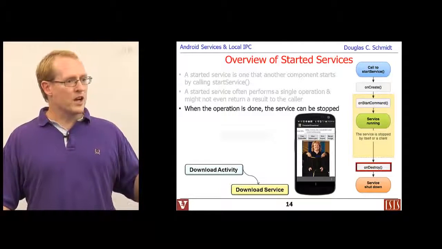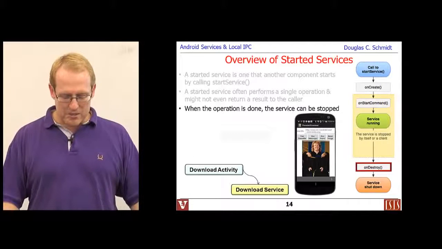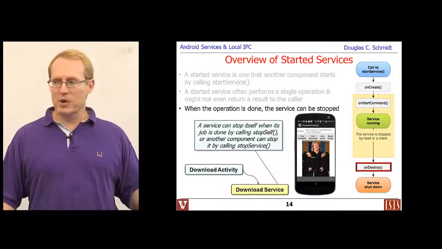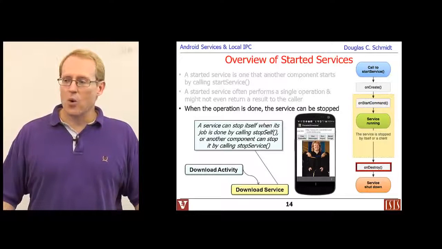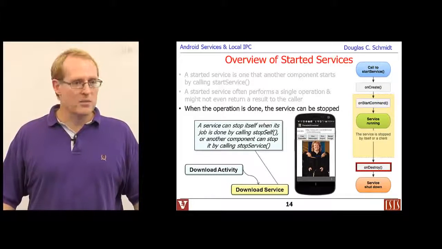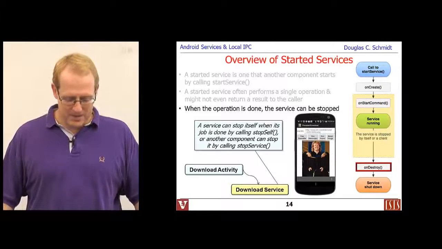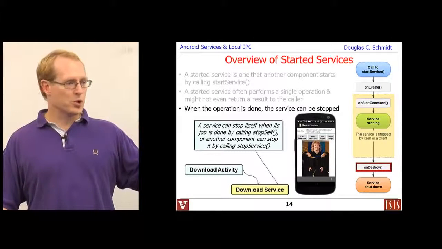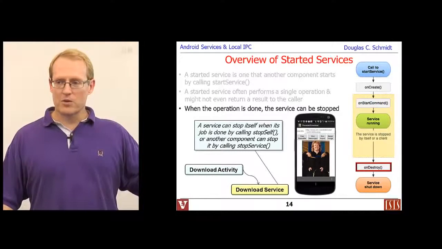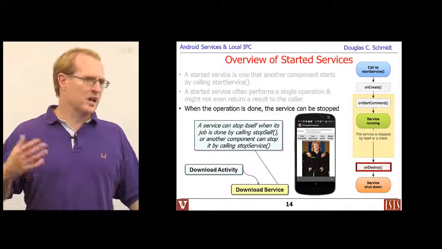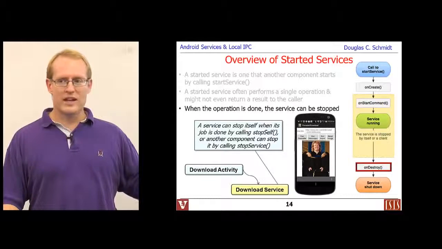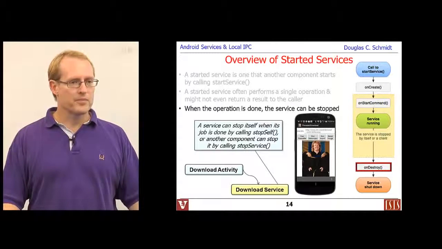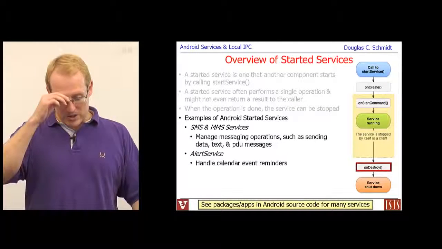When the operation is done, then the service can be stopped. And it can do this a couple different ways. It can call stop self. It can stop itself. Or it can have some other client stop it. It can have another client say stop service, which will shut it down. So for the one-shot service kinds of things, they typically stop themselves when they're done. And that causes the service to be destroyed and the resources are reclaimed. OK, so that's basically started service.